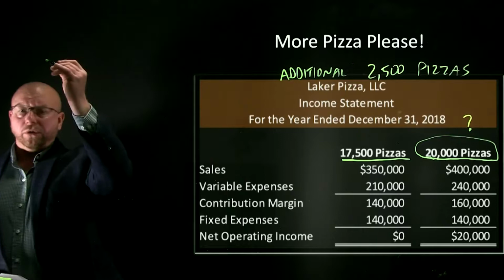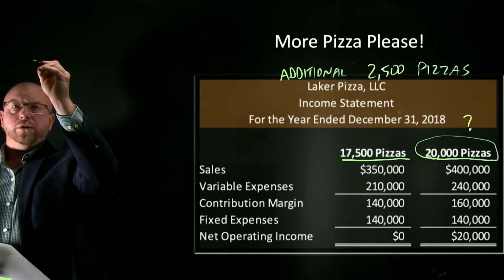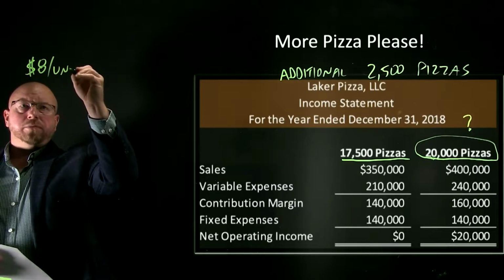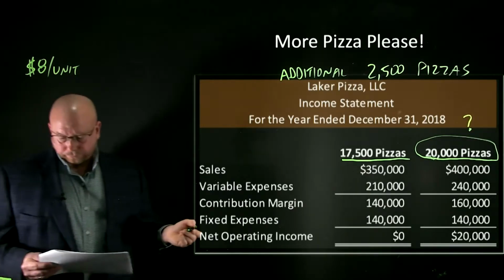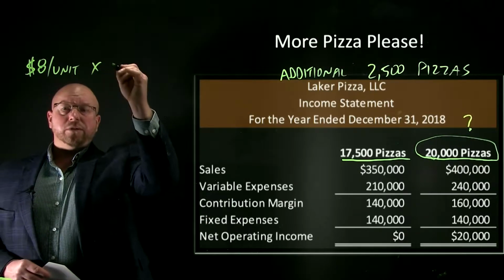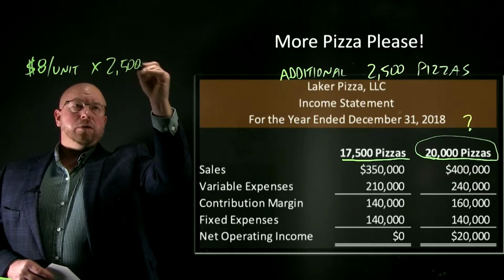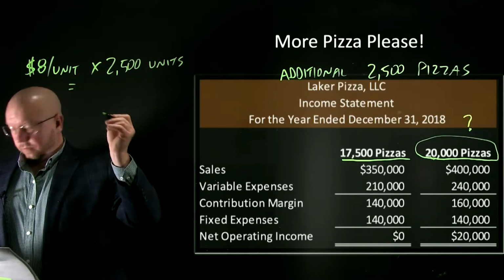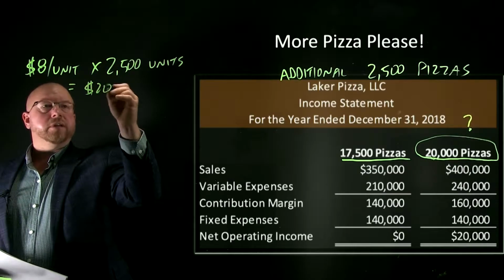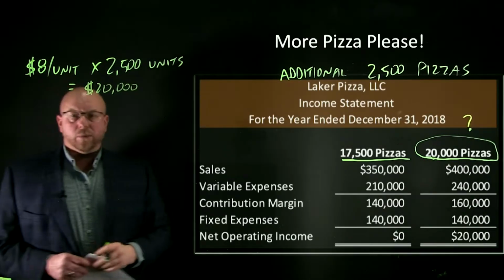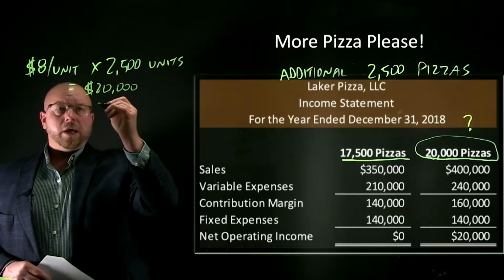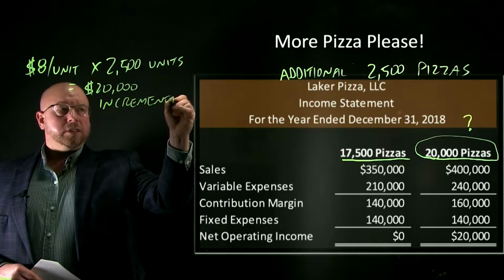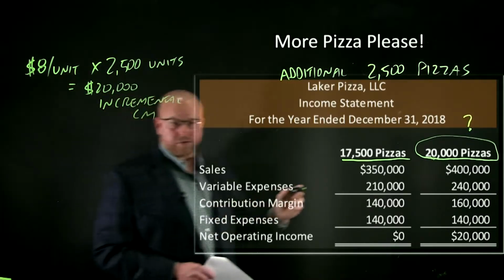Well, one way we could do it is we could take that unit contribution margin. Remember from previous calculations, contribution margin is $8 per unit. And if we sell an extra 2,500 units, or pizzas, I guess I'll keep calling them units, probably make you less hungry for pizza if I do that, huh? That means that we're going to have an incremental contribution margin of $20,000. Let's see if we can prove that to ourselves here.